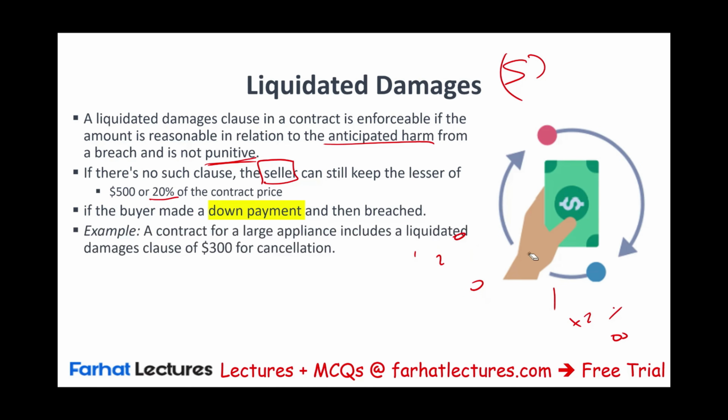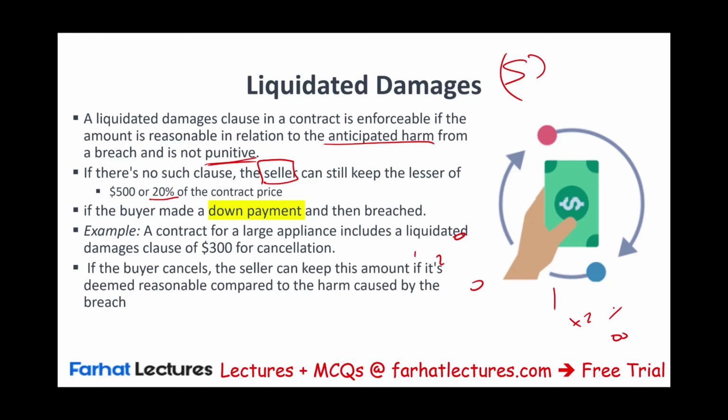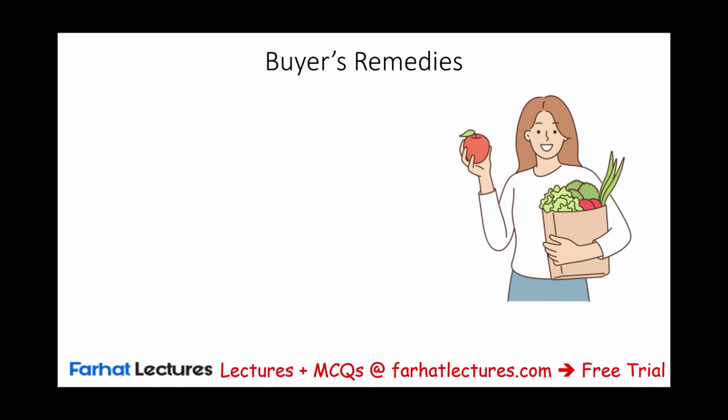Example: a contract for a large appliance included a liquidated damage clause for $300 for cancellation. If the buyer cancels, the seller can keep this amount if it seems reasonable compared to the harm caused by the breach. Now let's move from the seller to the buyer's remedies.